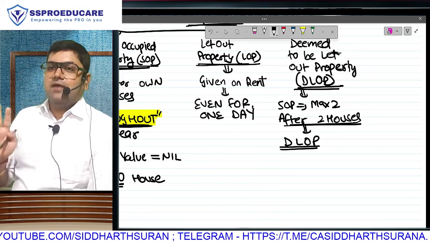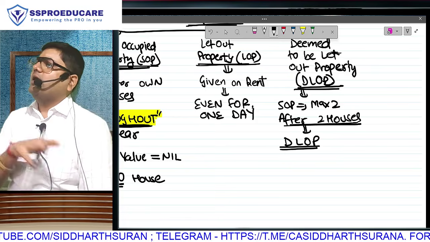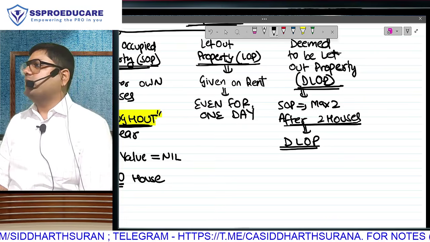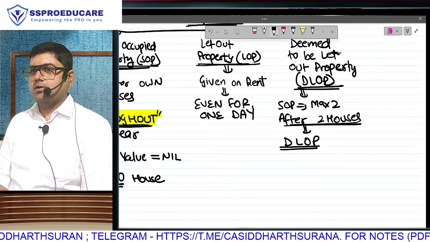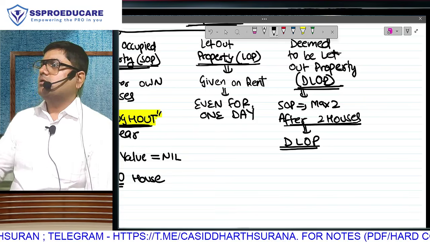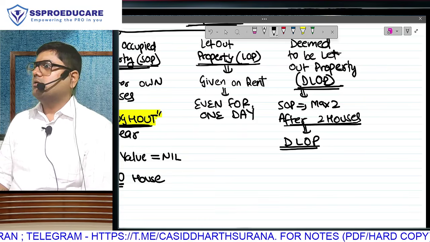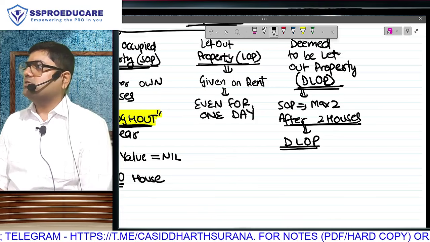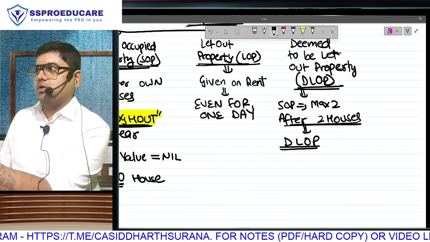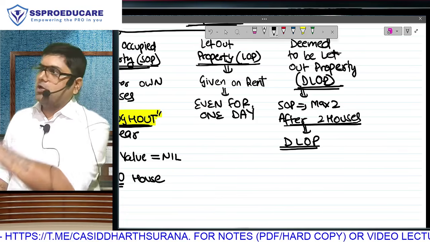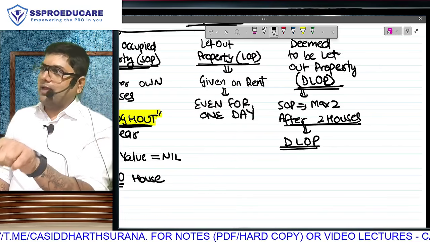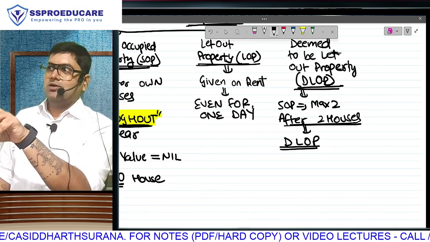Okay. So having said that, this is clear. Any number of houses you have, 2 you can take as SOP. After 2 it will be deemed to be let out property. Is this clear, everyone? Sir, for you to declare it as SOP, do you have to live in that house? No, even if that house is locked. So the point is that in LOP, even if one day you give on rent, it will become LOP. All the remaining houses, lived in or locked, SOP. But you can take only 2.